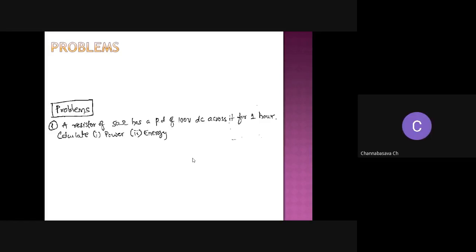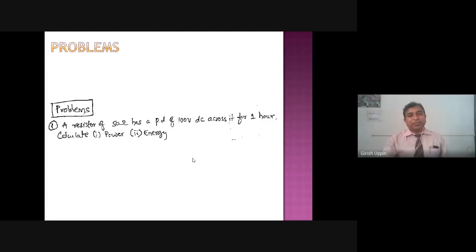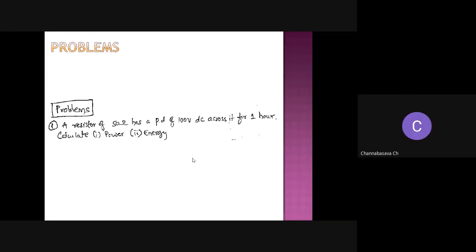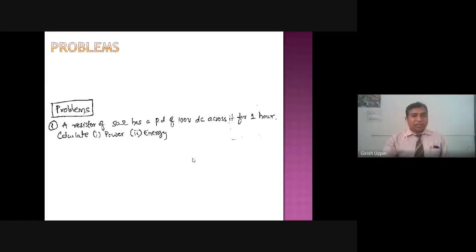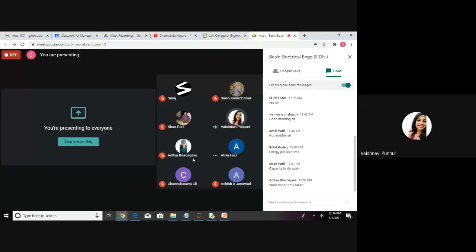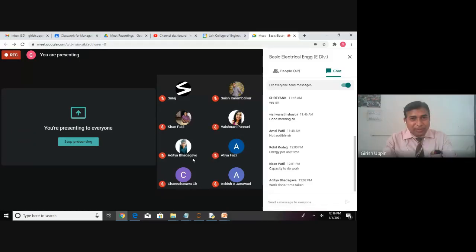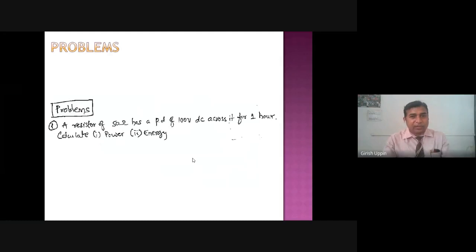So 72,000 kilowatt hour. You are making a mistake in writing the unit. What should be the unit? Energy, E, joule. Joules, right? Second, right? Because you have converted it to a second. Anybody else got it? So 12,000 joules. Okay, let us see the solution.